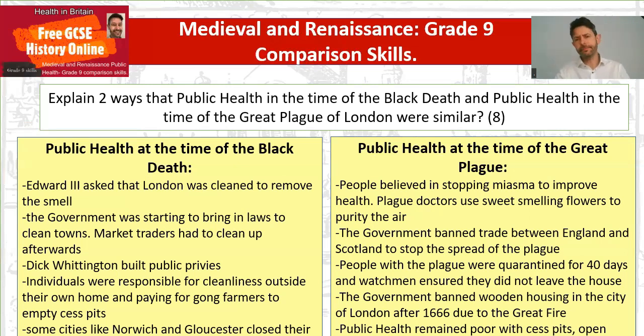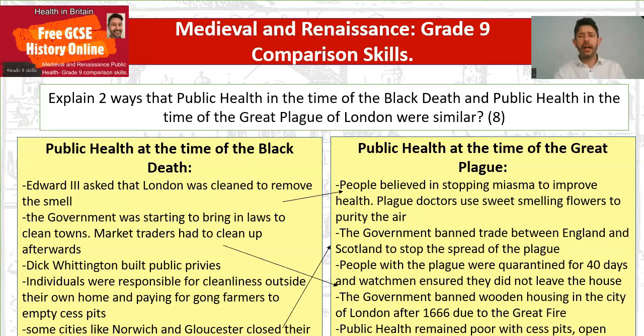So here are my ideas. Firstly, there is miasma, and people were cleaning up. Edward III had told people to clean up because of miasma, and the doctors during the Great Plague were fearful of miasma, in what they wore and what they did. The government brought in laws to control the movement of people and to control waste. So in medieval times, the government started to bring in laws to clean towns, and you've got a range of government laws in the Great Plague.